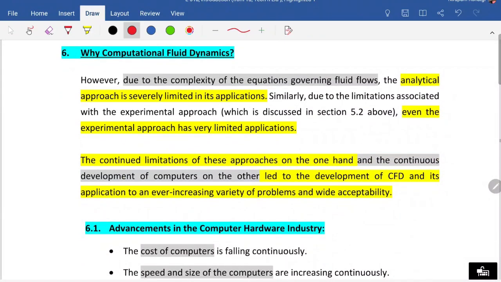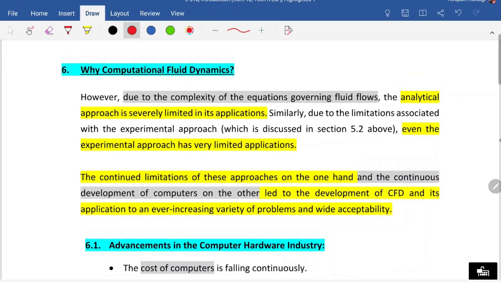So why computational fluid dynamics then? When you talk about computational fluid dynamics, what you find is that due to the complexity of the equations governing the fluid flow, the analytical approach is severely limited in its application. That is one problem. And even the experimental approach is limited. There are limitations in both.